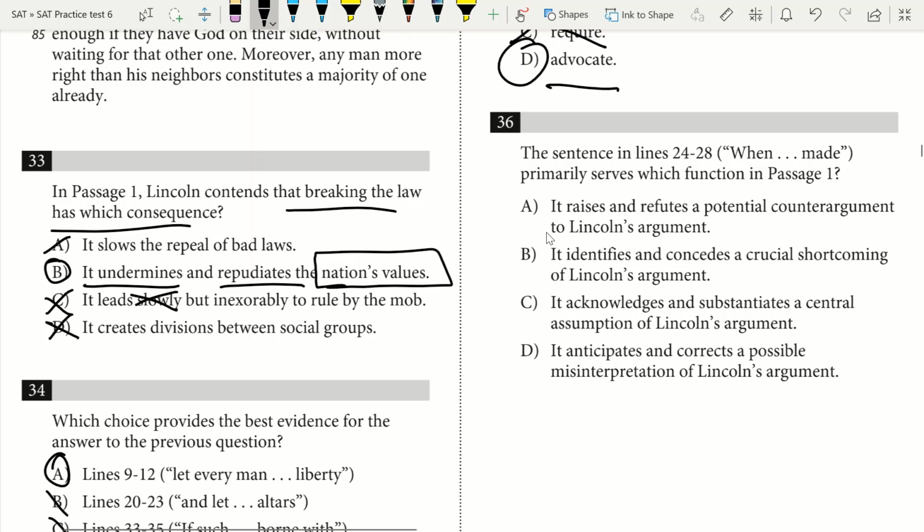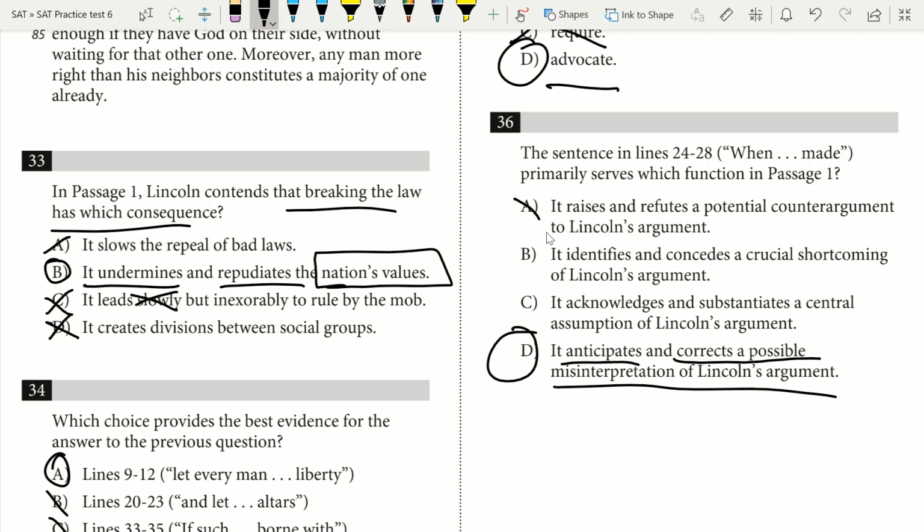So if we look at our answer choices, 36, our best answer choice there is going to be D. He's anticipating and correcting that possible misinterpretation of his argument. He's worried people are going to misinterpret him saying that he wants people to obey laws as him saying that all laws are just or moral. And he's not making that argument. So he's anticipating that misinterpretation and he's correcting it.